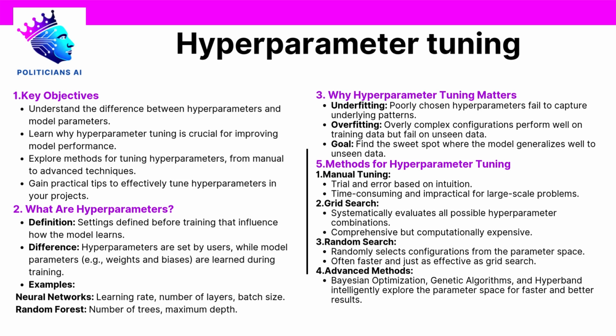Second, always use a validation set to evaluate your models during tuning. Without it, you risk overfitting to the training data, which defeats the purpose of finding optimal hyperparameters. Cross-validation is even better because it averages performance across multiple subsets of your data, providing a more robust evaluation.